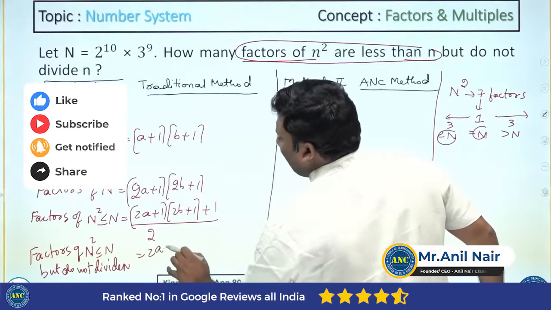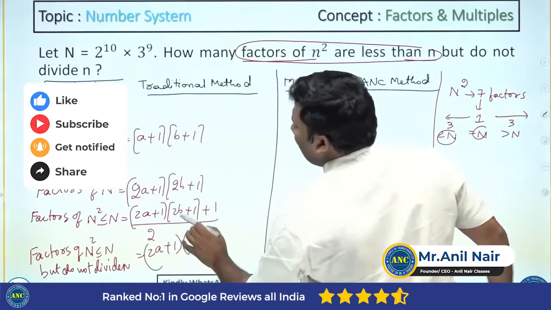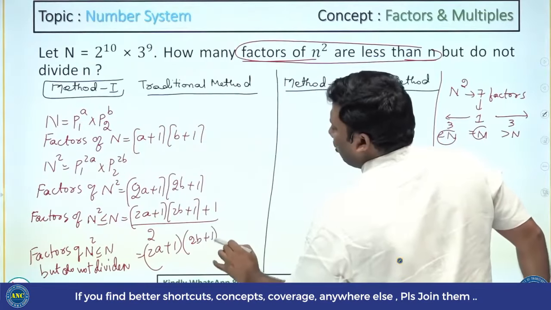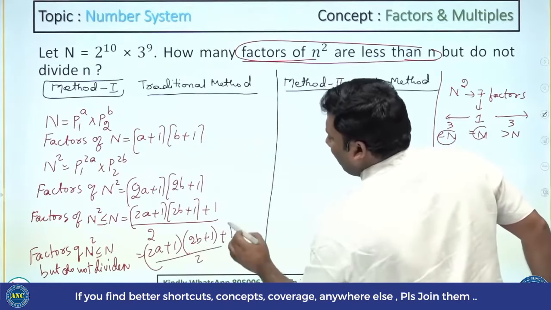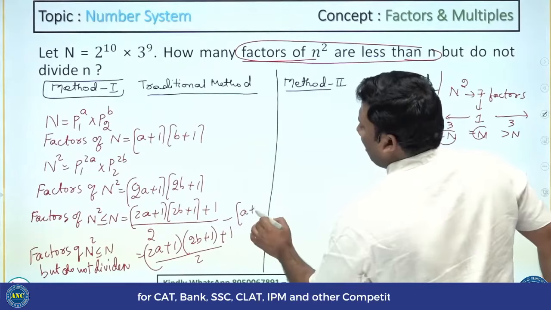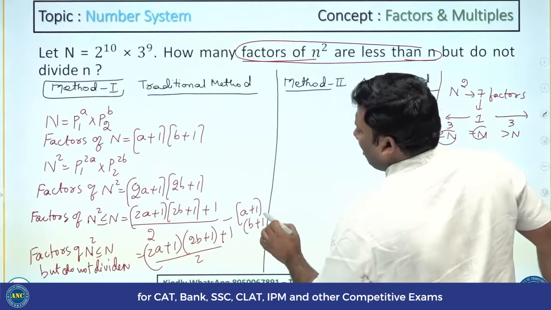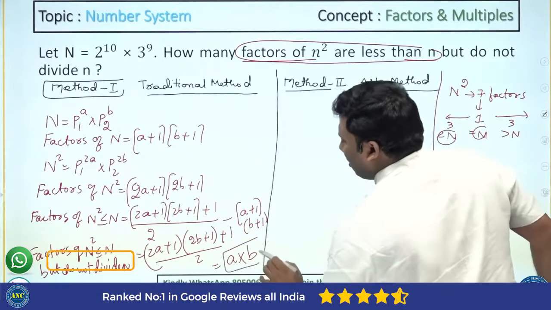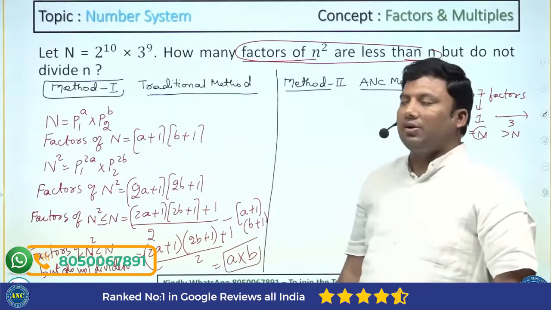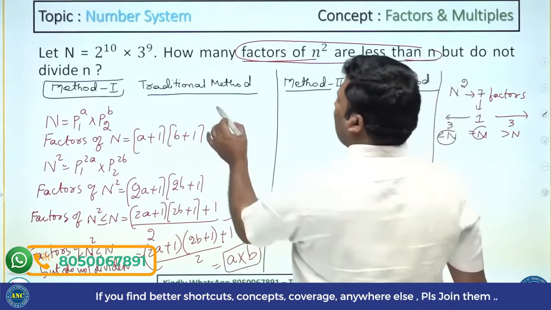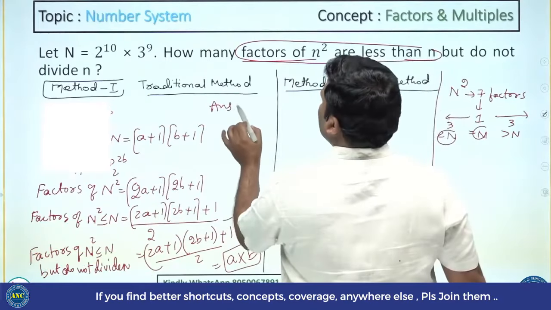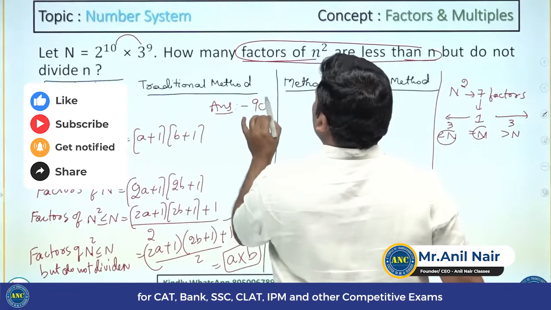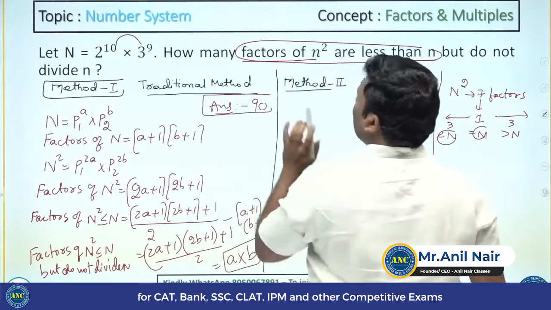We have to subtract the cases. Factors of n means these will divide this number. So 2a plus 1, 2b plus 1, plus 1 by 2, minus of a plus 1, b plus 1. If you calculate it, answer is nothing but a into b. So answer for this question is just multiply the powers. What is 10 nines are? 90.